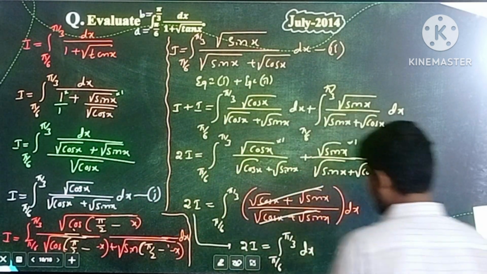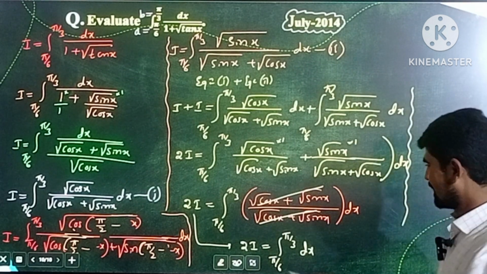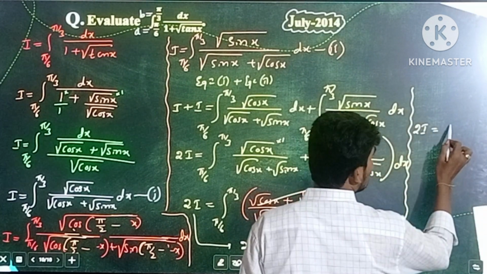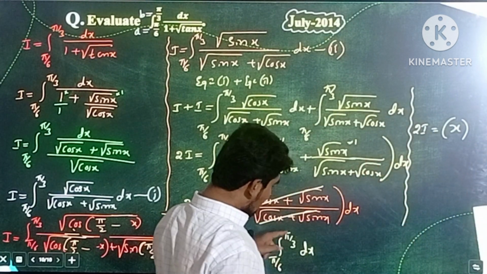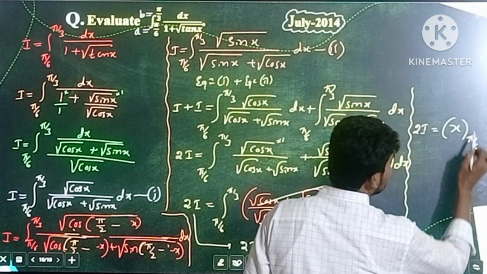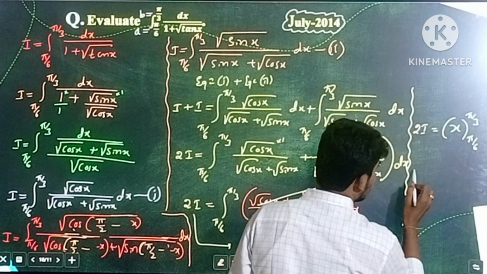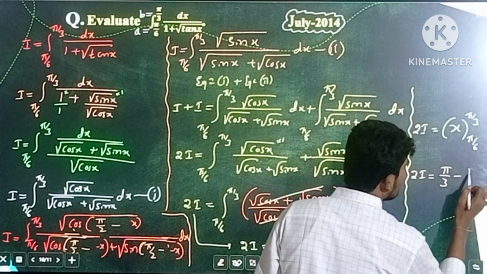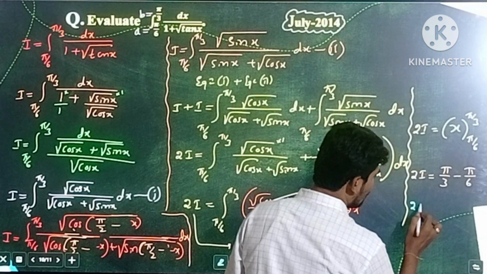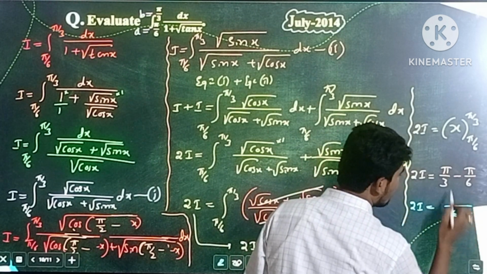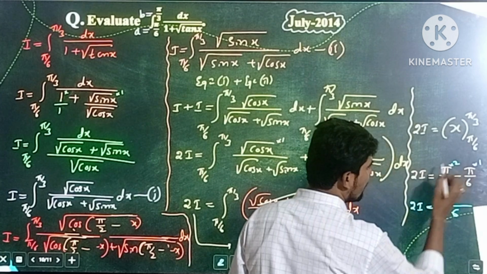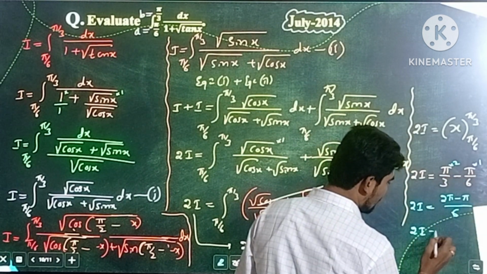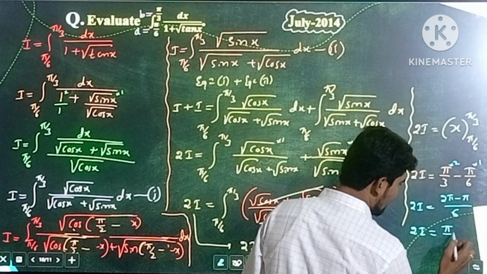I hope all of you are understanding. So now we know that integration of dx is x, over the limit pi by 6 to pi by 3. Next, 2i is equals to upper limit minus lower limit, upper limit is pi by 3 minus lower limit pi by 6. So 2i is equals to, LCM is 6, here multiplied by 2, here multiplied by 1, 2 pi minus pi. So 2i is equals to 2 pi minus pi, which is pi, divided by 6.